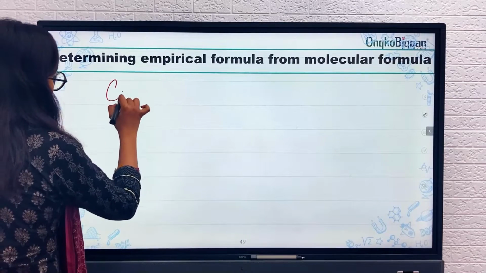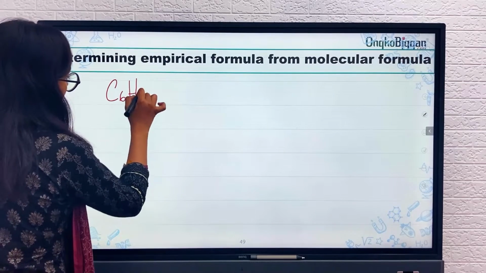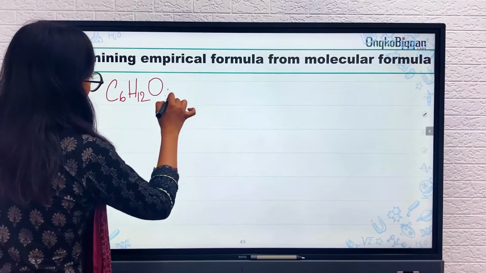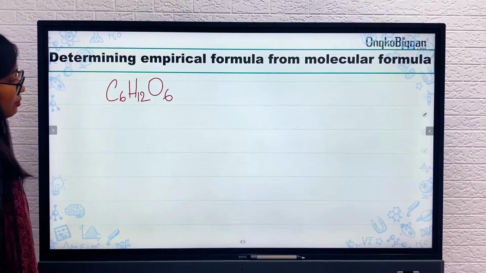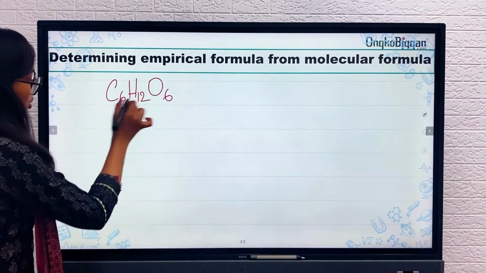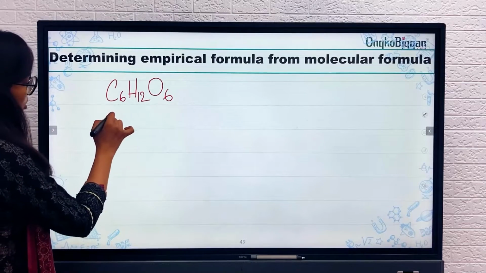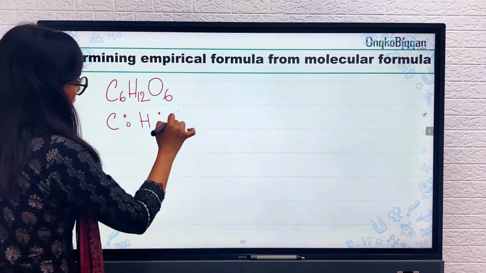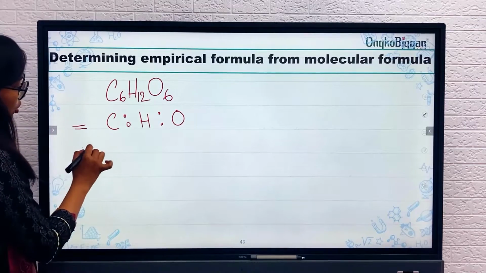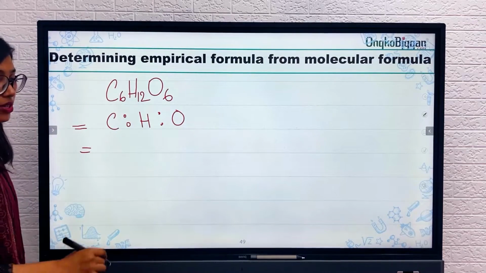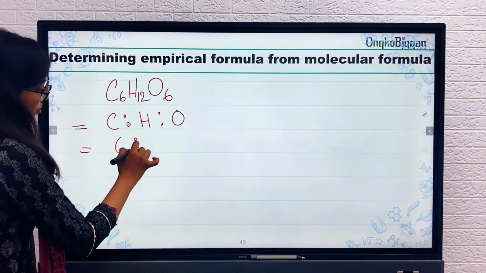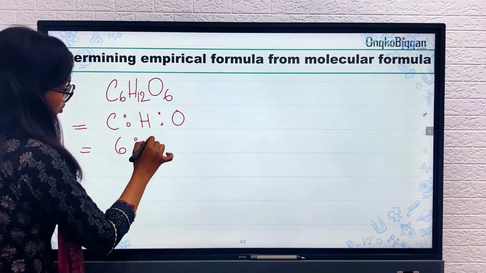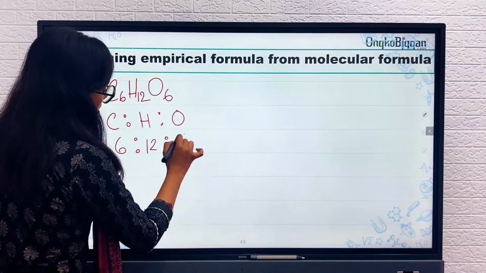All you have to do is write the molecular formula. Say, for example, I'll write C6H12O6. This is the molecular formula of glucose, right? Then I'm going to write the ratio of the carbons, hydrogens, and oxygens. What is the ratio? How many carbons are present here? 6 carbons. How many hydrogens? 12 hydrogens. How many oxygens? 6 oxygens.